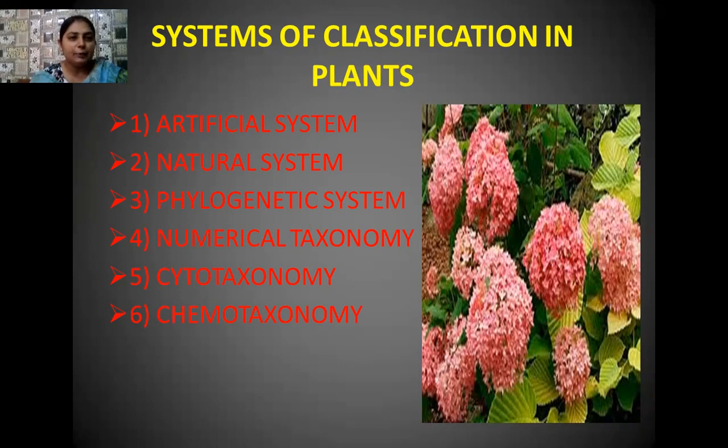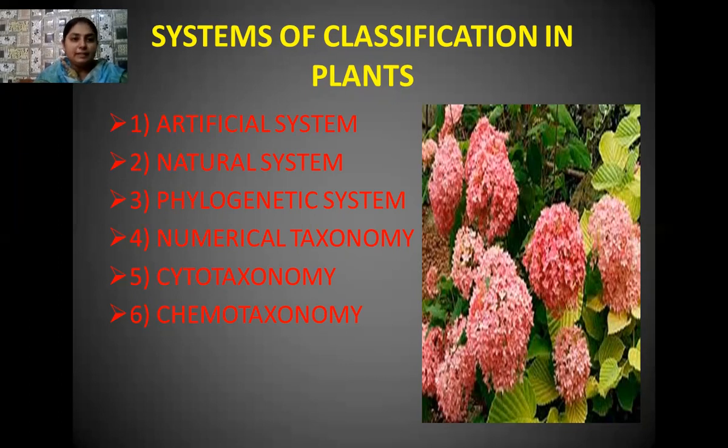And the fifth one is cytotaxonomy. Here we study some of the important characters of the cell, such as the chromosome number of each species, which varies. Then we also know the structure of these chromosomes. And later we will also study how these chromosomes move in a particular plant species during the process of cell division. And the last system of classification is chemotaxonomy, students.